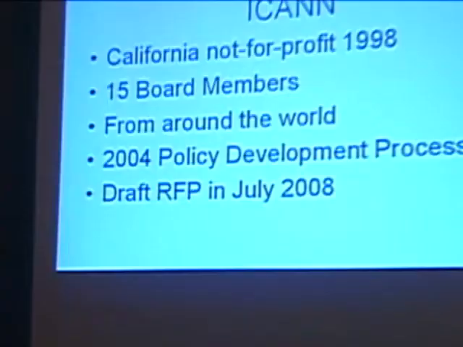Last July, after 4 years, they came out with a report, this subunit of ICANN. They said, this is the best we can think about. These are all our thoughts after 4 years of creating the process for issuing new top-level domains. And they came up with a schedule. What's supposed to happen is a draft RFP, or request for proposals, is supposed to be issued in July. And then there's a little time process after that.